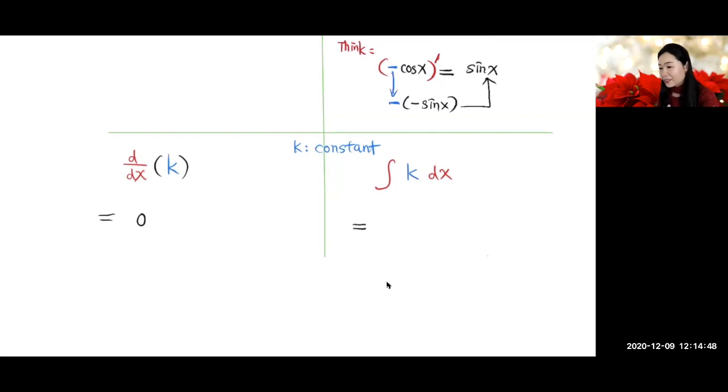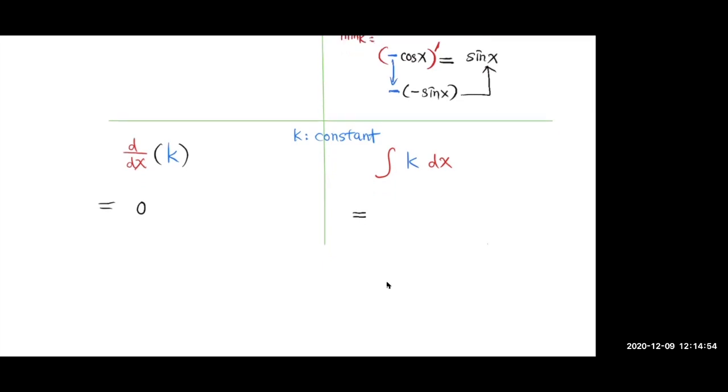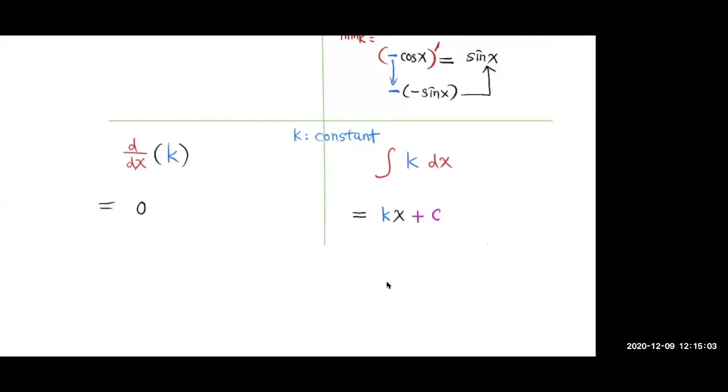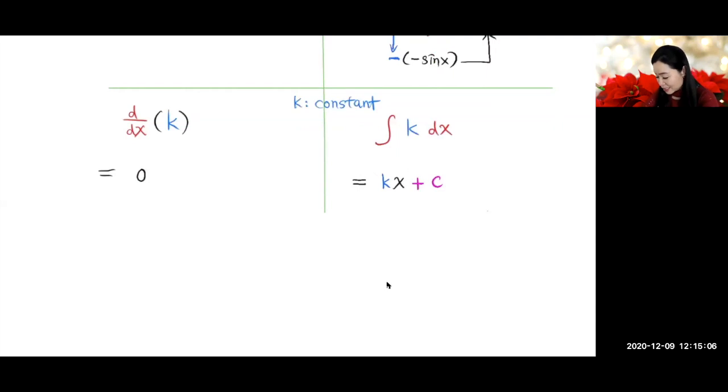Now what happens when you integrate a constant k? What do you get? k times x. Don't forget plus C. Yes, don't forget to put C. So you think: when you differentiate kx over here, that's equal to k, right? All right. So now I review this. I actually put them side by side, so that you can distinguish between them.